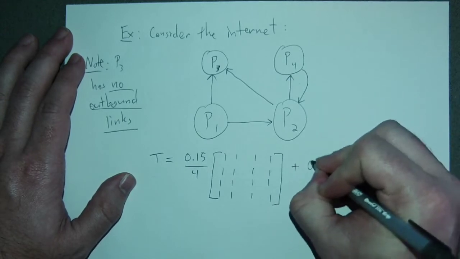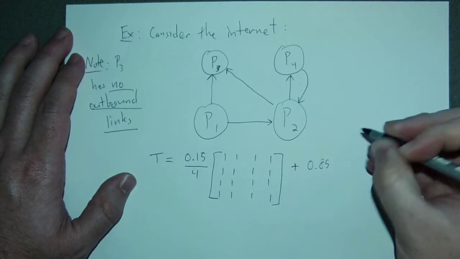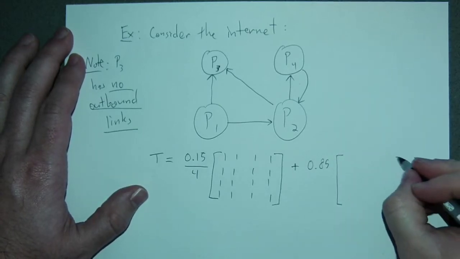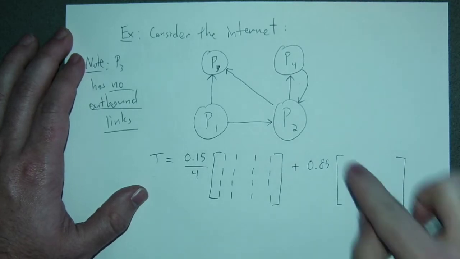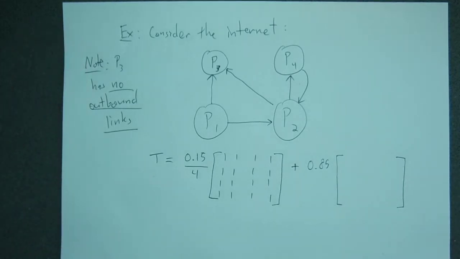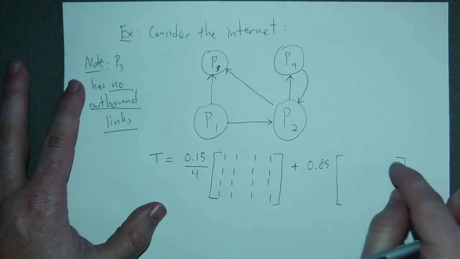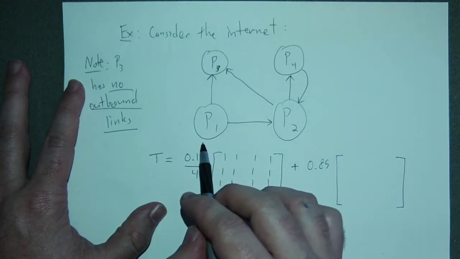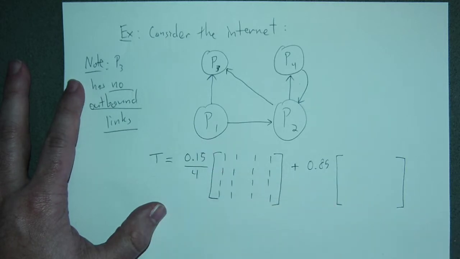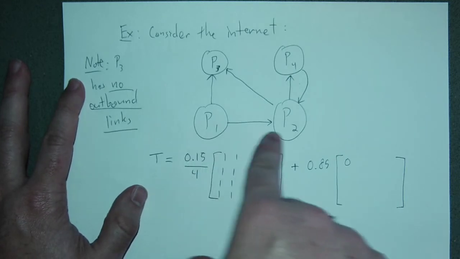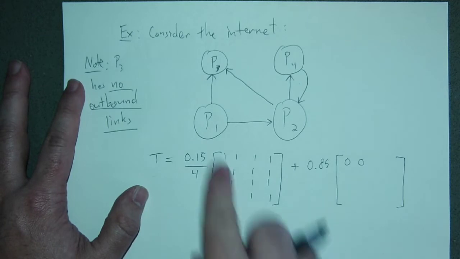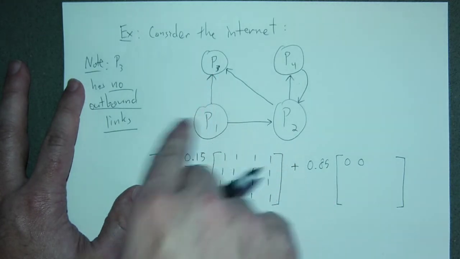Then this 85% case, which is the meat of these problems, is some 4 by 4 matrix here. How do I determine the entries? As before, I look at the first row, which is associated with page 1. I ask, does page 1 link to itself? No, so that's a 0. Does page 1 get linked to by page 2? No, so that's also a 0. Does page 1 get linked to by page 3?